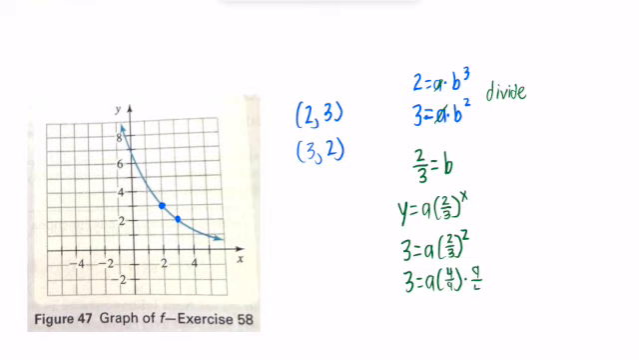Multiply by 9/4 on both sides. And we have 27/4 equals a. So our equation ends up as y equals 27/4 times 2/3 raised to the x.